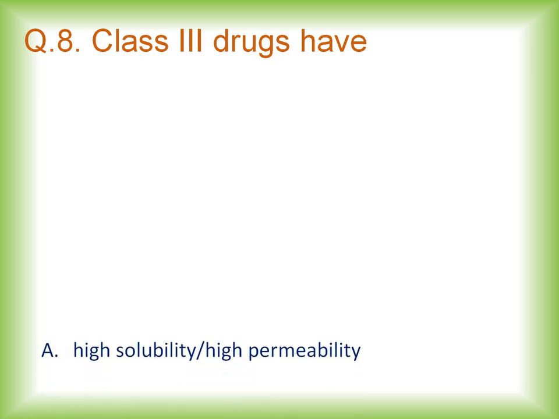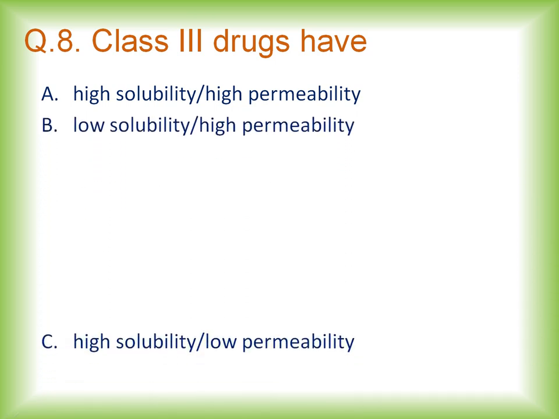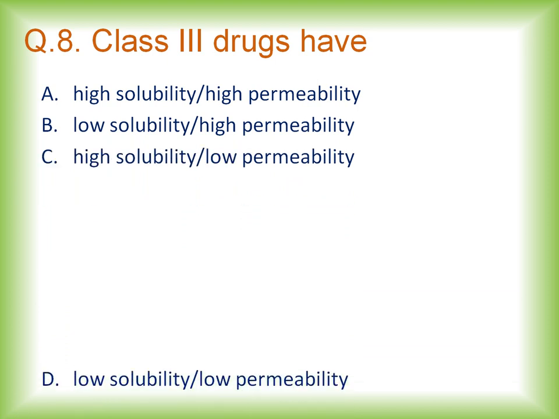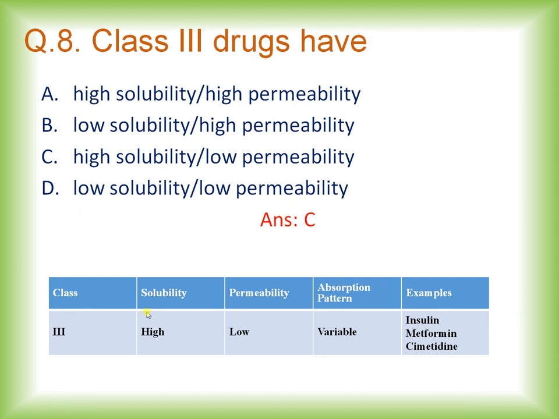Class 3 drugs have: high solubility, high permeability; low solubility, high permeability; high solubility, low permeability; or low solubility, low permeability. And the right answer is option C, that is class 3 drugs have high solubility and low permeability. The absorption pattern is variable in the GIT. The drugs which come under class 3 include insulin, metformin, cimetidine.